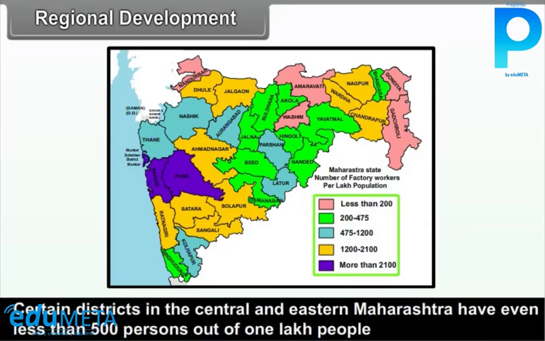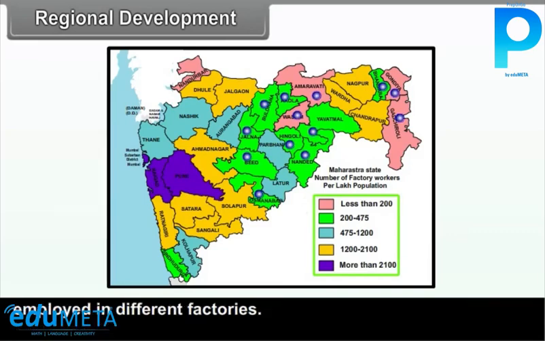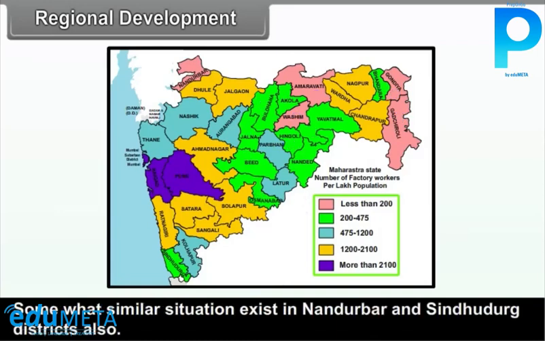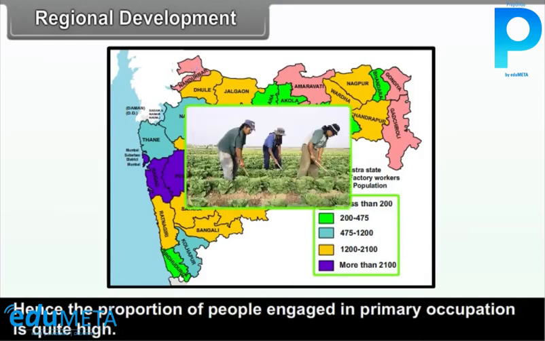Certain districts in the central and eastern Maharashtra have even less than 500 persons out of 1 lakh people employed in different factories. Somewhat similar situation exists in Nandurbar and Sindhudurg districts also. Hence, the proportion of people engaged in primary occupation is quite high.